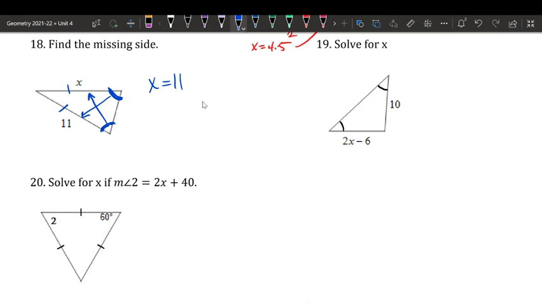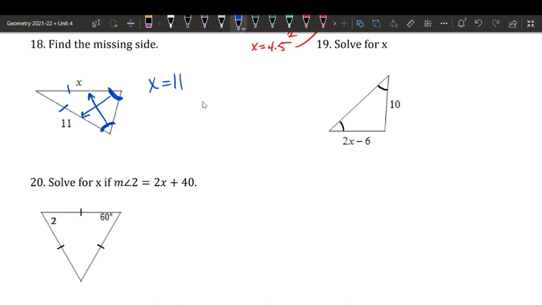So there wasn't really a lot to that as long as you can recognize characteristics of an isosceles triangle. If the two angles are the same, then two sides are the same. And that's the same with equilateral. If three angles are the same, then three sides are the same.